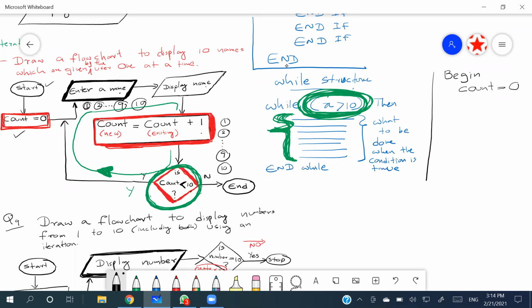Now we are going to ask for a name and display the name, and we are going to count, and we are going to check the count later. Now in the flow chart, understand this very clearly. In the flow chart, this particular flow, I'm marking the flow with color. This particular flow belongs to the iteration.